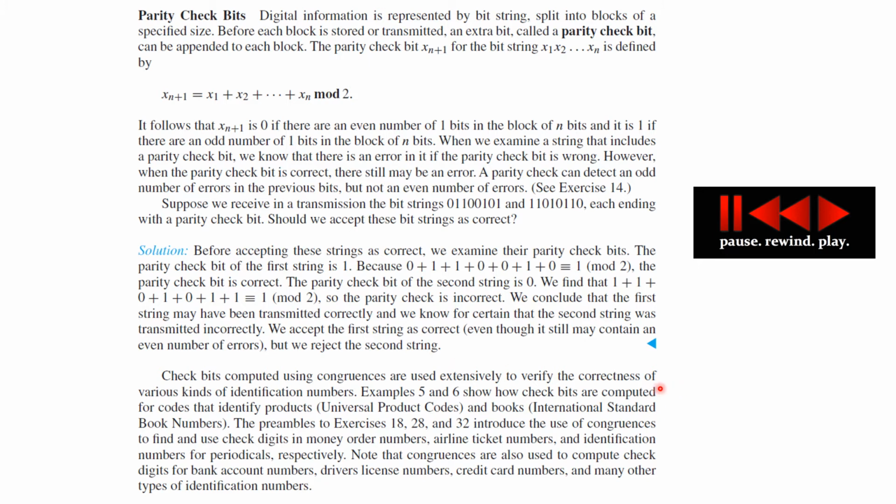Check bits using congruences are used extensively to verify correctness. In fact, we will look at a couple of examples, those of ISBN codes and universal product codes. These are used for money orders, airline tickets, identification numbers for periodicals, and so forth, and even for driver's license and credit card numbers. So this is a very, very important application of these congruences.